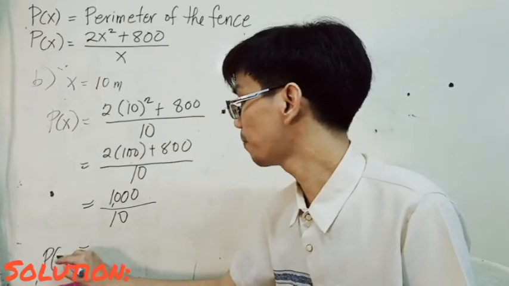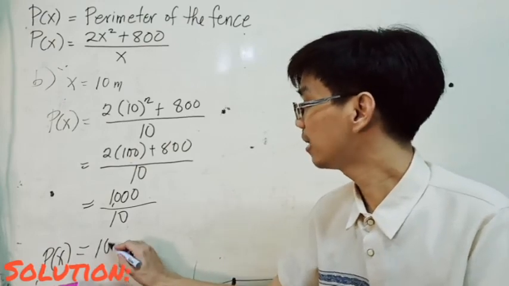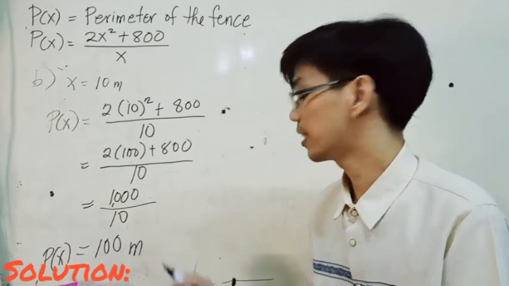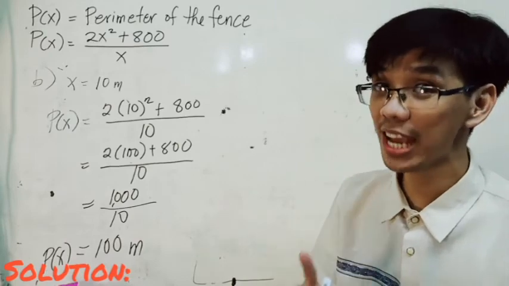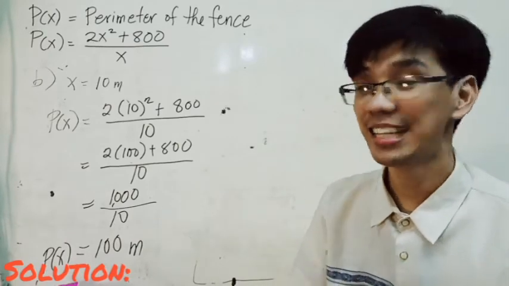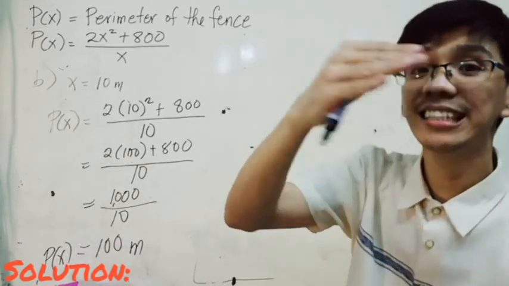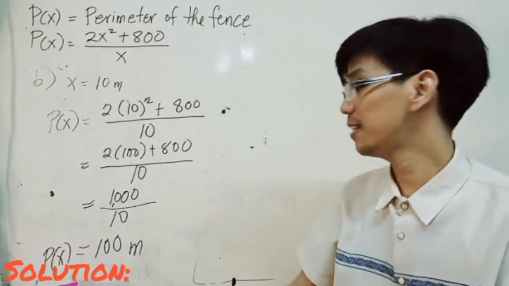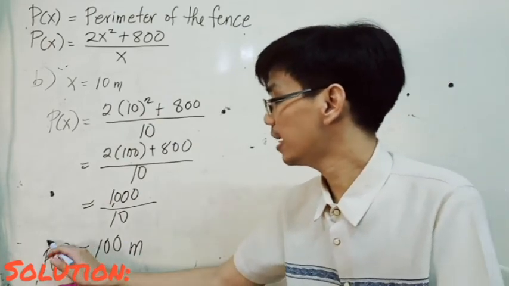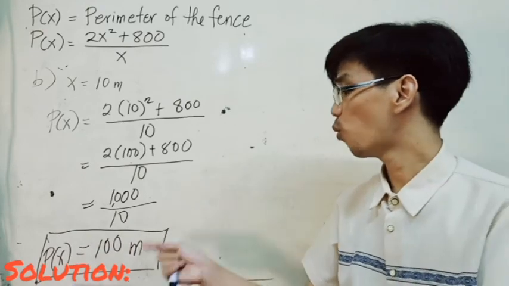the perimeter of the fence is what? 100 meters, not square meters. Why? Because square meters is only used for area. Because this is just a perimeter wherein you are just adding the distance or the length of each side. The unit for this is meters. So the answer is 100.